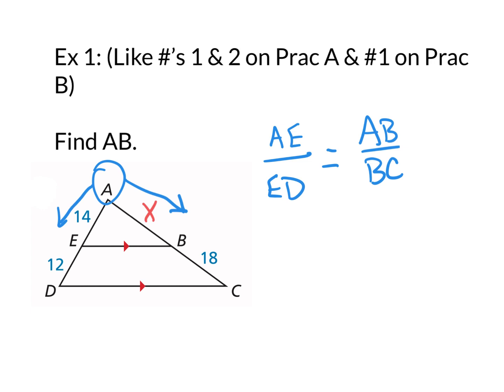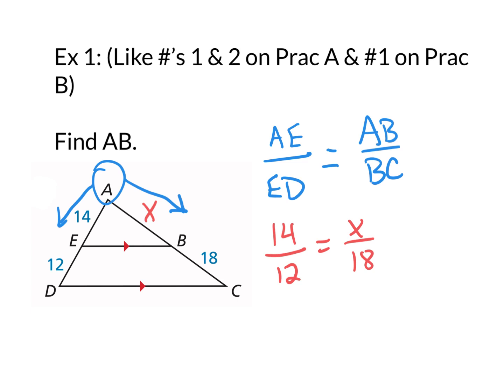So when I look at AE, it's what, class? 14. Okay. So we just looked at AE and we said, oh, it's 14. Then Aubrey, ED is what? 12. All right, let's do the other side. Fable, AB is how much? X. Damien, BC? 18.